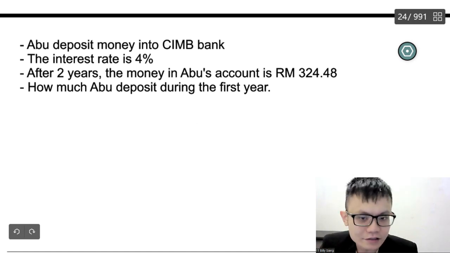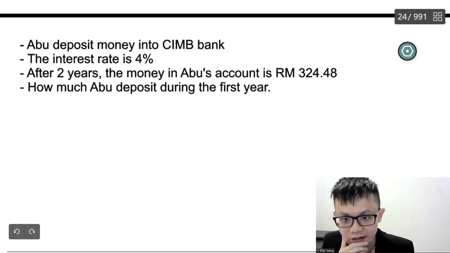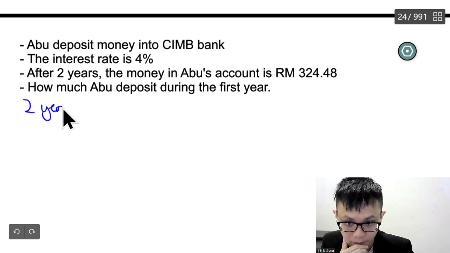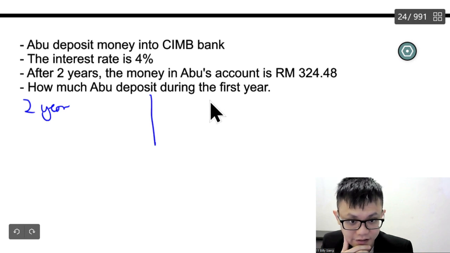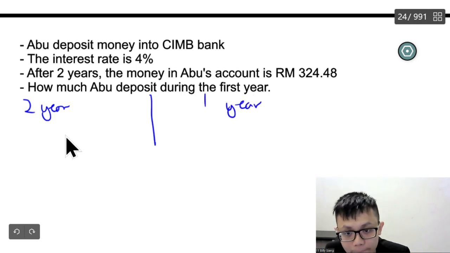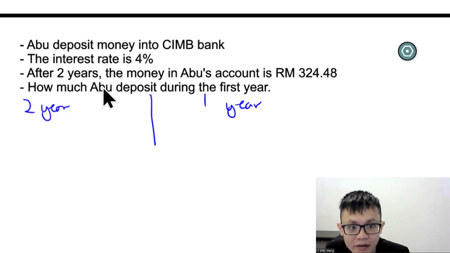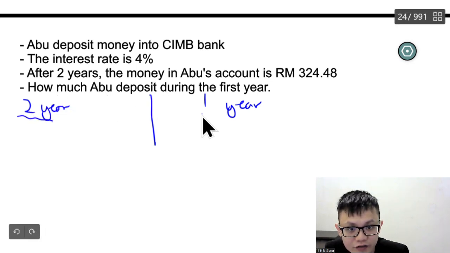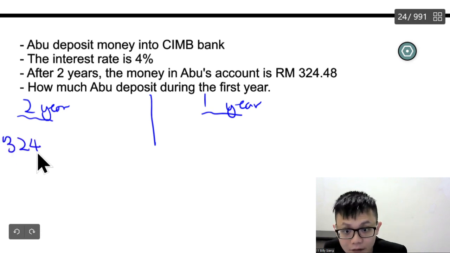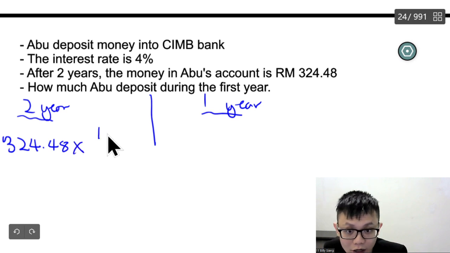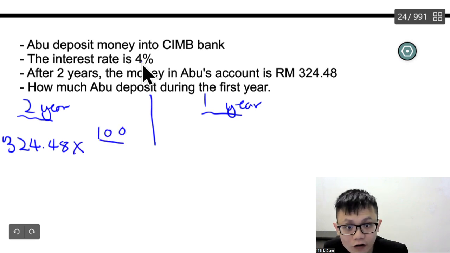Okay, so let's try to do this question. We do the second year first, and then this one will be the first year, correct or not? Because this question takes quite long, I'll do some shortcuts. Straight away, we just use 324.48 times 100 over 4%.